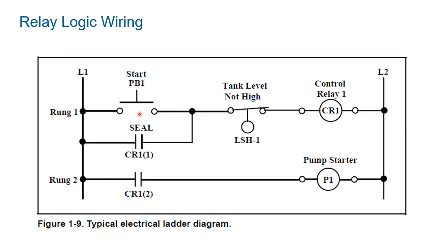So once I push this push button down, I've got my path up to this point. If there's no water in the tank right now, then it's not high. Therefore, I've got a path across this contact. And now I energize this control relay. When this control relay energizes, this contact closes and this contact closes, because they're both off the same relay. And we now come down to rung two. Now this is closed, and now my pump starter will actually turn on. So I push the button, that picked up, and the pump started at the same time.